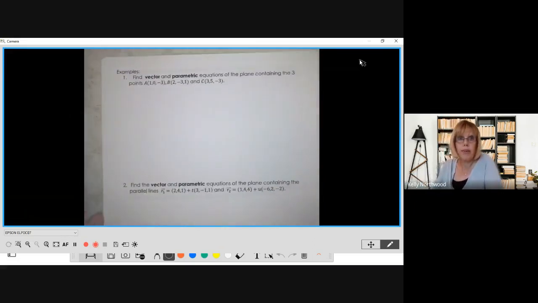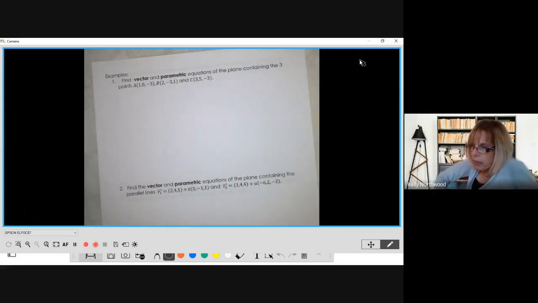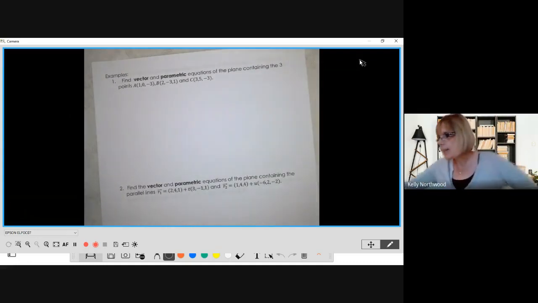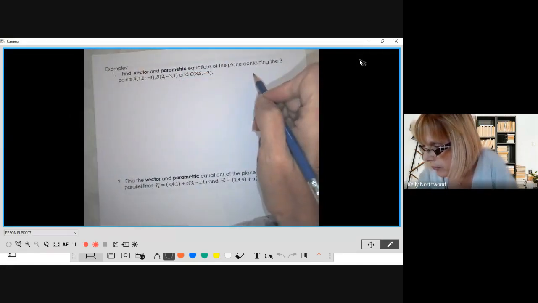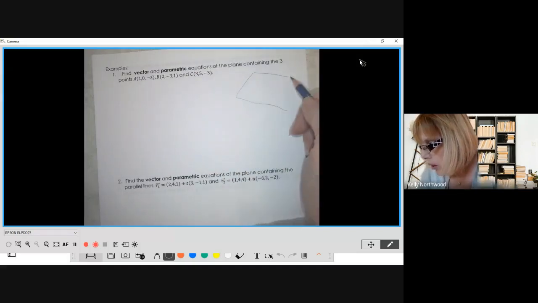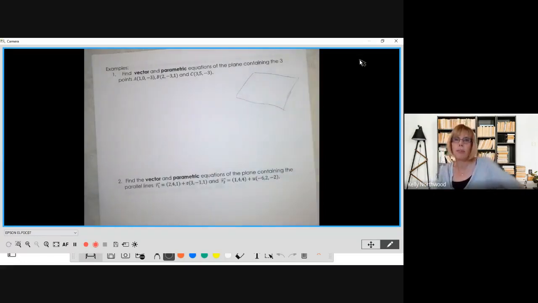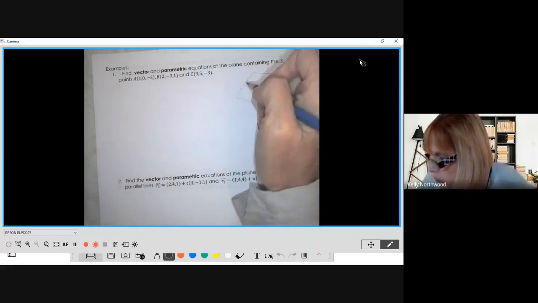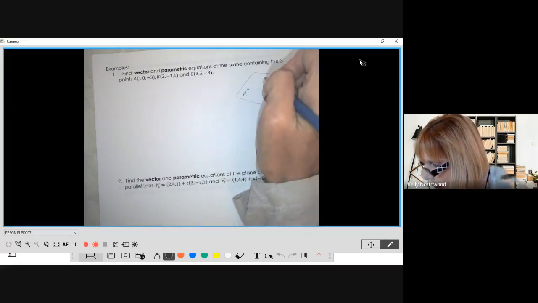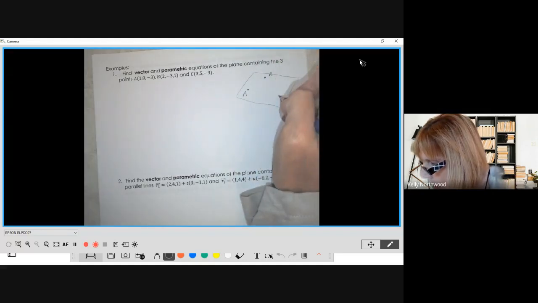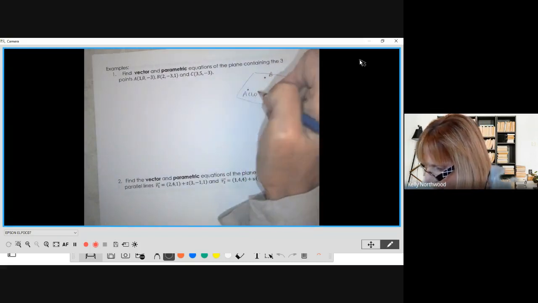So we're going to start off with some examples then. Find vector and parametric equations of the plane containing these 3 points, A, B, and C. I always like to do a little diagram of a portion of the plane. Usually people use parallelograms to draw a portion of a plane, rectangle, whatever you like. And I'm just going to draw my 3 points randomly, A, B, and C. And then I'm going to write what their coordinates are beside them.